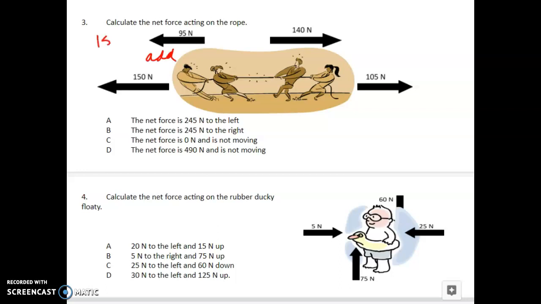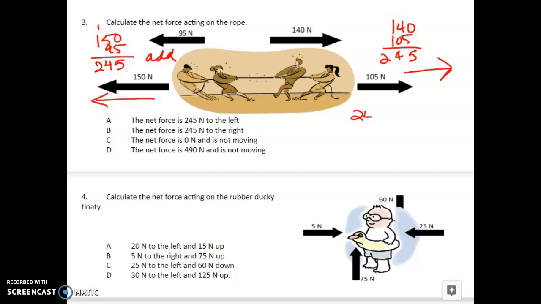150 plus 95 is 245 in this direction. Over here we've got 140 and 105 and also 245 in the opposite direction. So we know that opposites subtract. 245 minus 245 is 0. 0 is a balanced force.